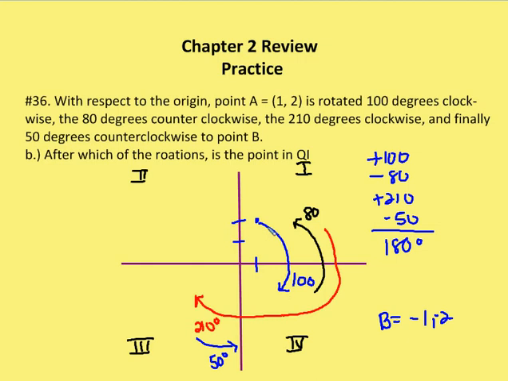So we know after the second rotation that the point will remain in the first quadrant. After the third rotation, our point is in the third quadrant, and after the fourth rotation, our point is also in the third quadrant.